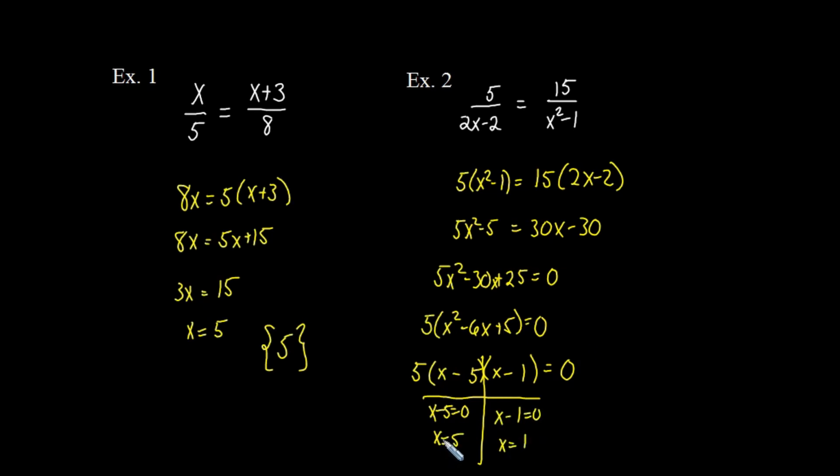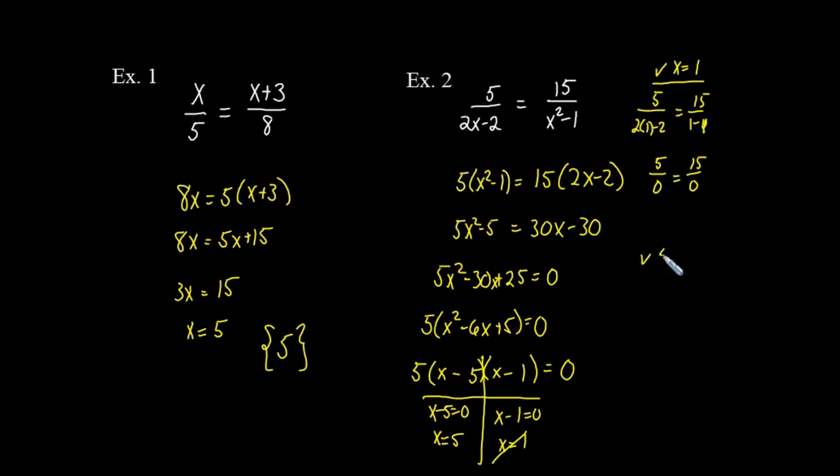So now we have to check our solutions to see if any of them are extraneous. So we can plug in 1. So we'll check x equals 1 here. 5 over 2 times 1 minus 2. This creates 5 divided by 0. And we also get 15 divided by 0. This is not possible. The division by 0 is undefined. So this is an extraneous solution.